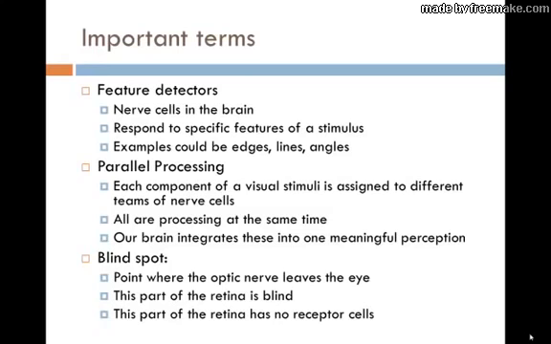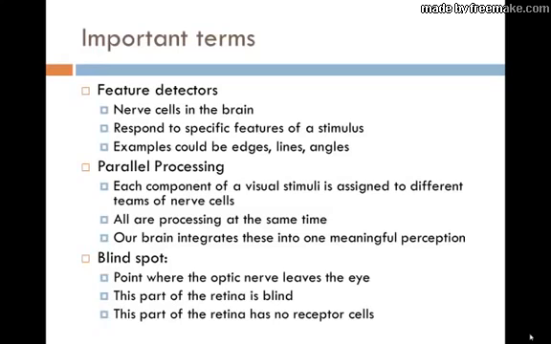Parallel processing is where each component of a visual stimulus is assigned to a different team of nerve cells, and they're all processed at the same time. So we don't have just one place where all of this energy information goes. There are several different nerve cells processing, but they're doing it at the same time. Then our brain takes all that information and integrates it into a meaningful perception. So we take all that energy information from all of that parallel processing and make it into an image.